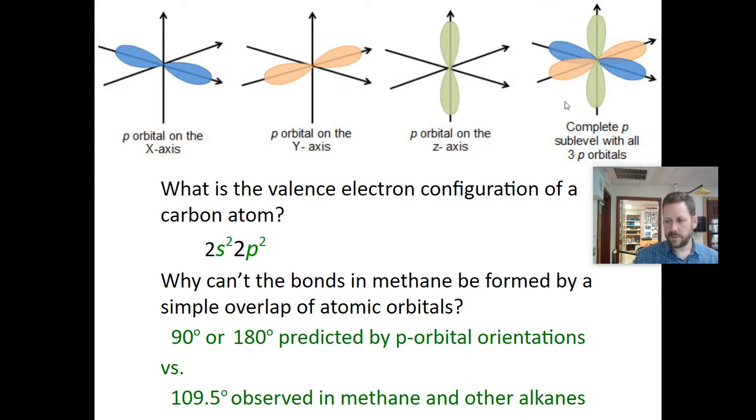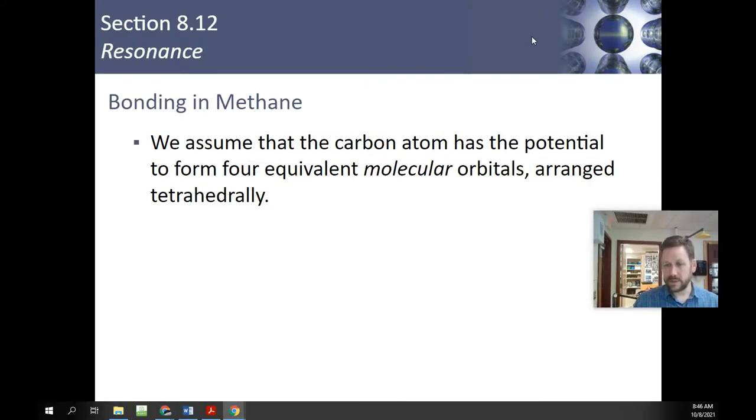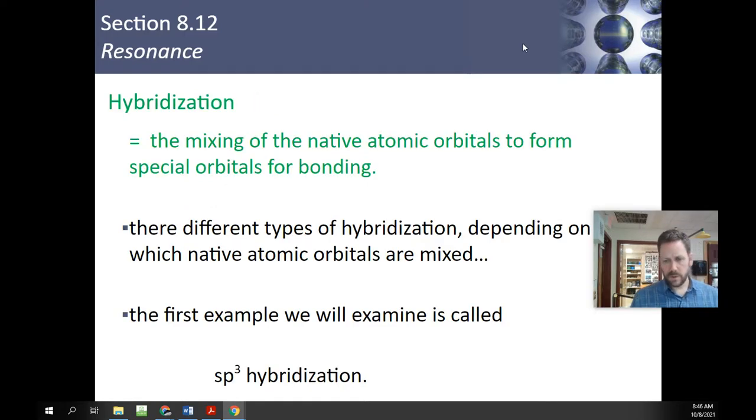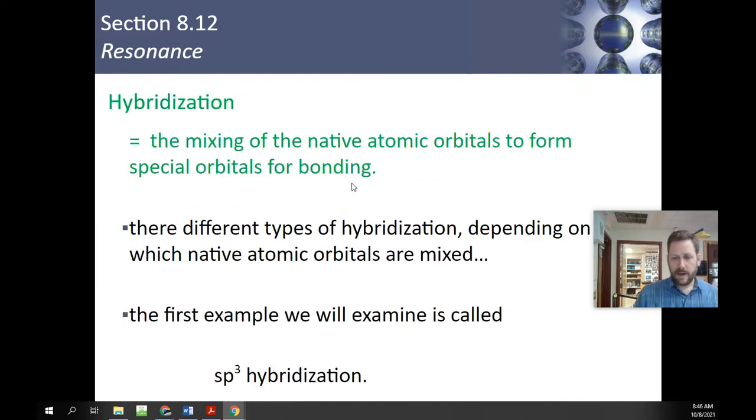Well, in order to resolve this discrepancy, a theory was developed that those atomic orbitals must hybridize and become what we call molecular orbitals. So we assume that those carbon atoms have the potential to form different types of orbitals for their electrons, and those orbitals must be arranged tetrahedrally. Hybridization, of course, is mixing two things together to get something completely new: the mixing of the native atomic orbitals, in this case, to form special orbitals for bonding, or bonding orbitals.